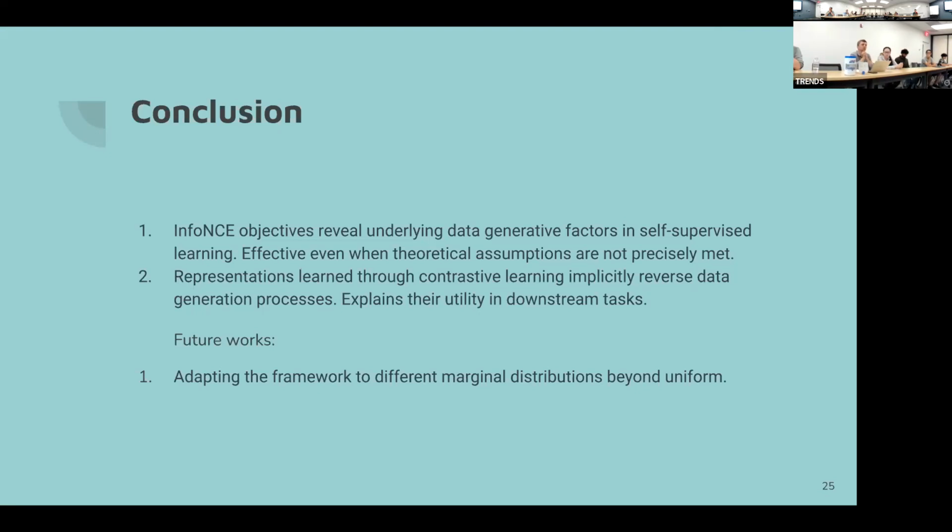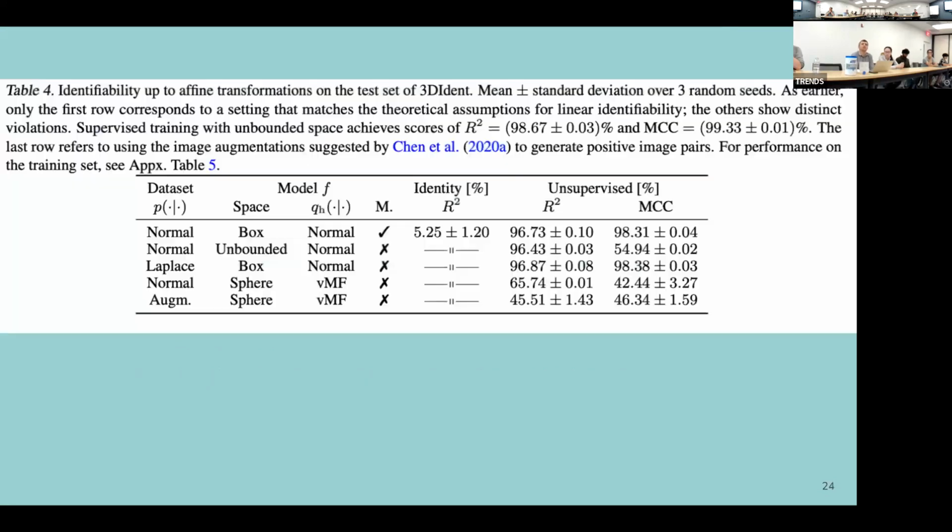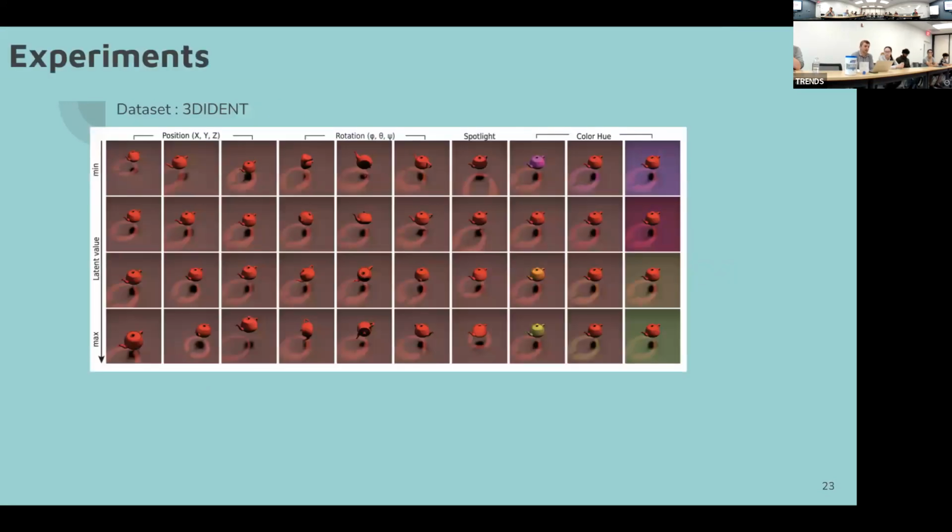No. It's just what was their H? What was their actual G? Which G did they try in their simulation? This G and F? You mean in the experiments? Yeah, in their experiments, which was the nonlinear mixture? Oh, okay, we have... Yeah, this is the mixture, right?